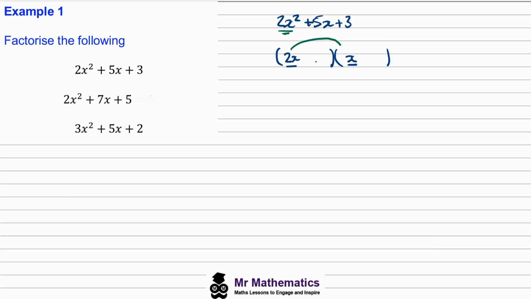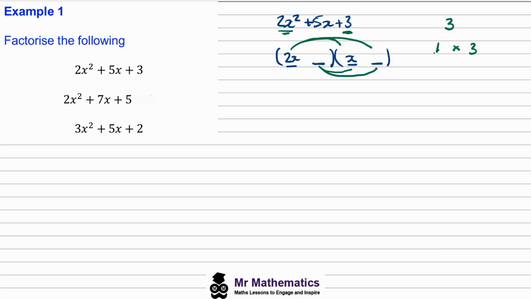And the other terms, this one and this one, must multiply to give us a positive 3. So we need to look at the factors of 3. And because 3 is a prime number, it can only be 1 times 3. But the number that goes here gets multiplied by this positive 2x. And the one that goes here gets multiplied by the positive x. So what we need to think about is which of these two numbers, when we double it and add it to the other, do we get the 5x?